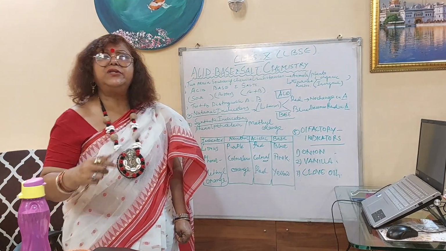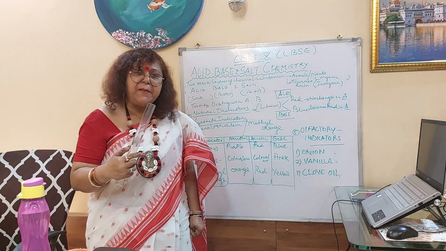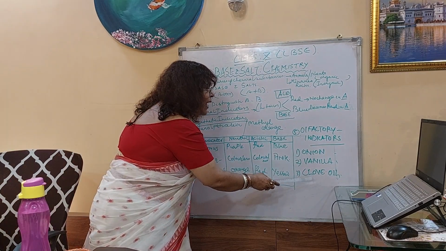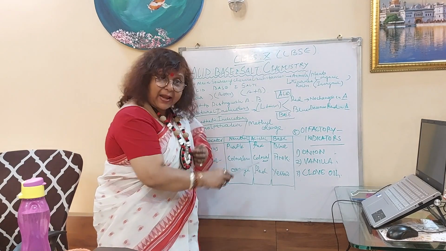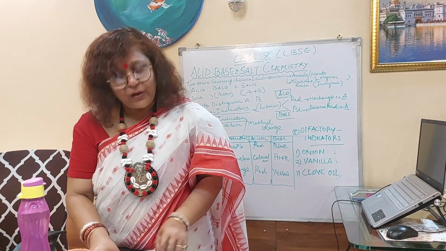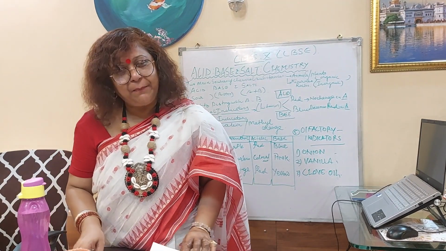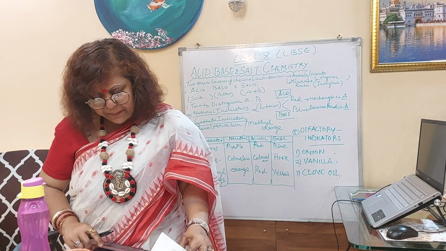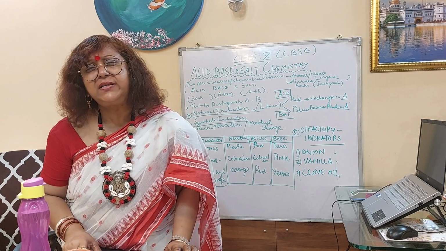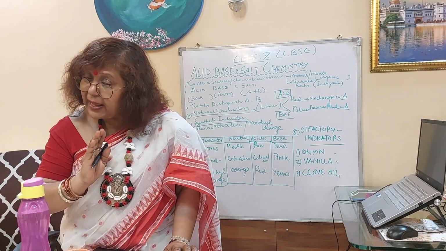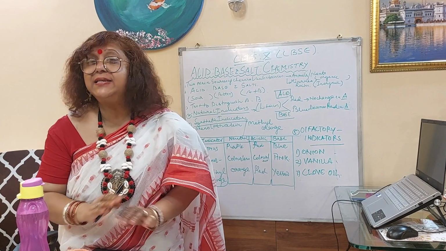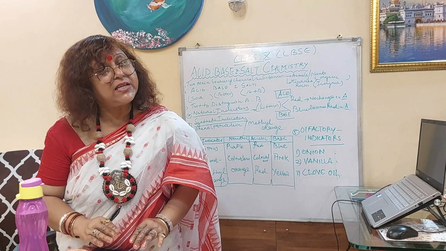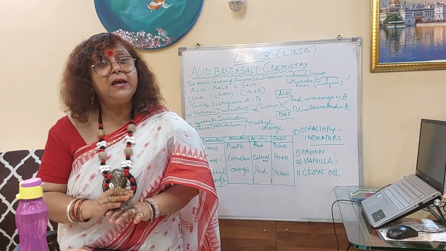The indicators which can be sensed with smell. Now which all indicators are there? Onion is there, vanilla is there, and clove oil is there. This onion, vanilla and clove oil, they also show their changes in basic and acidic solution. Now this onion, for example, has a characteristic smell in HCl or acidic solution, but it doesn't have any smell in a basic solution. Same as for vanilla, characteristic smell in acidic but no smell in basic.